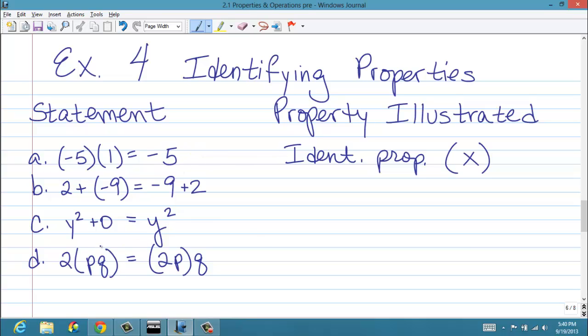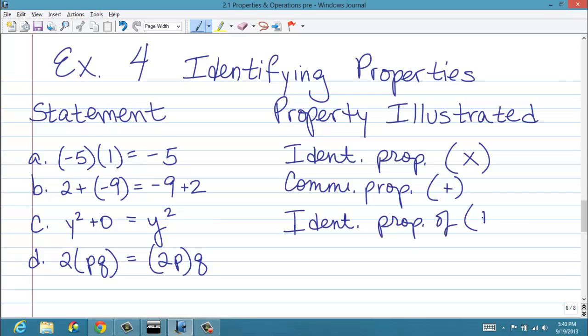For the next one, 2 plus negative 9 equals negative 9 plus 2. What happened here? What property did I use? I changed the order, meaning commutative property, and I'm going to abbreviate that. This is the commutative property of what math operation is happening? Addition. Can only work with addition and multiplication. Next one, y squared plus 0 equals y squared. I just used the identity property of addition. This is a demonstration of the identity property of addition, okay? Because I got my original term.